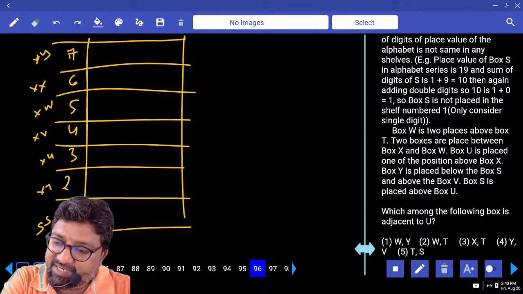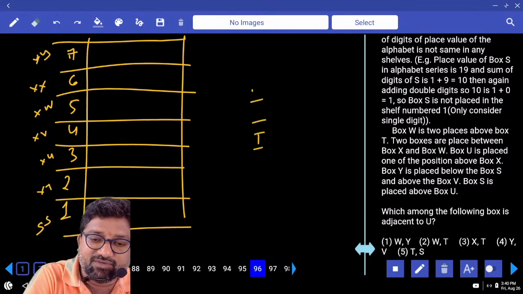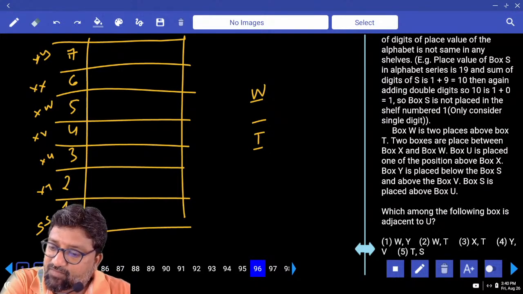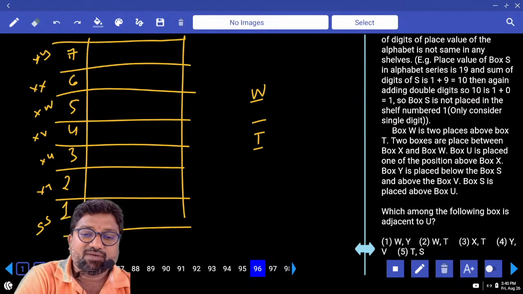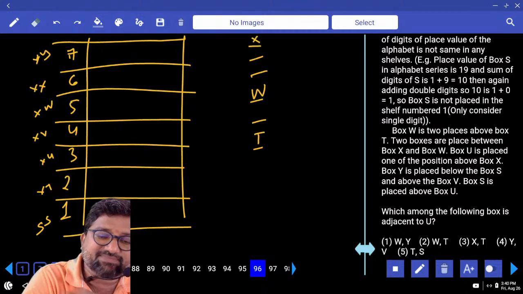Box W is 2 places above T. Next, 2 boxes are placed between X and W. 1, 2, maybe this is X.